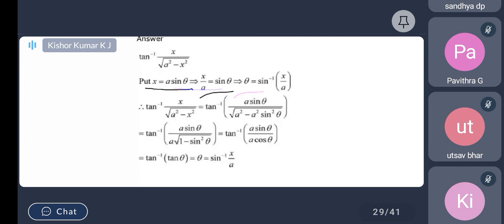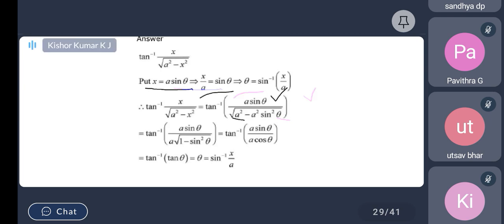After considering these substitutions, just substitute all this in your problem. So firstly, I am going to consider tan inverse x divided by square root of a square minus x square. That is equals to tan inverse, see, x is nothing but a sin theta in the numerator, and in the denominator within the square root, a square as it is minus x square, and x means a sin theta, so x square will become a square sin square theta.